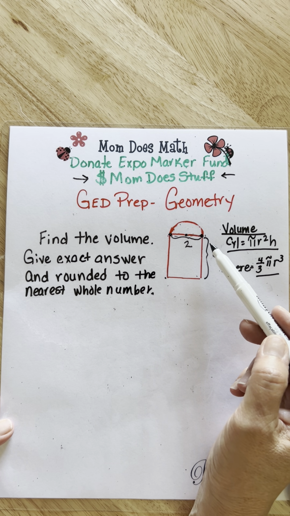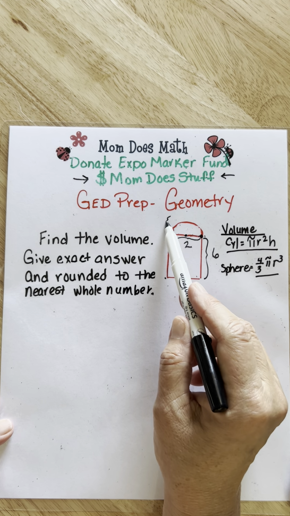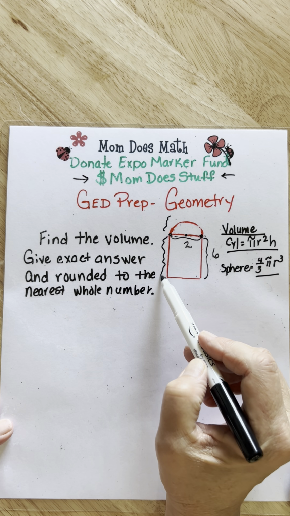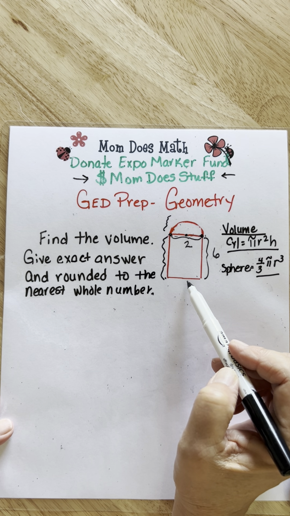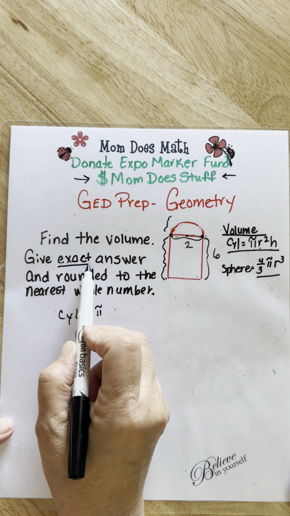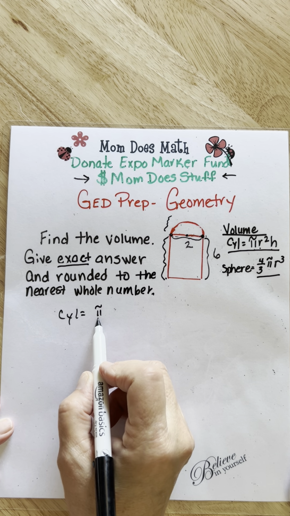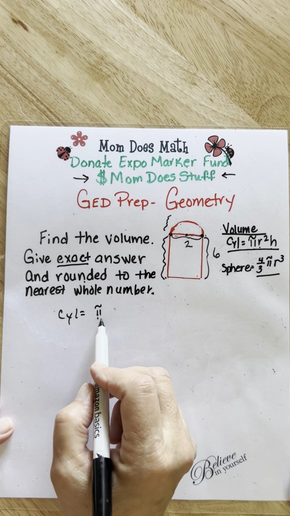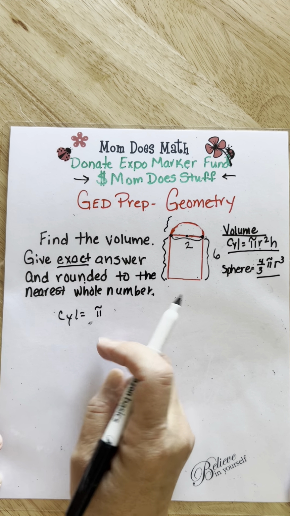So we're going to split it into two parts, the part up here at the top and the part at the bottom. Now the part at the bottom is just a cylinder, so that's pretty simple. It's pi times the radius squared times h. So let's do the cylinder, and we're going to leave pi as just the symbol for now. Anytime they ask you for an exact answer, you leave pi. If they want the rounded answer, that's when you're going to convert it to 3.14.